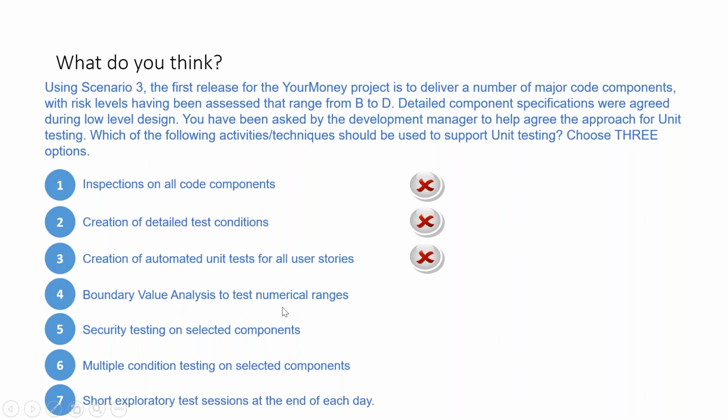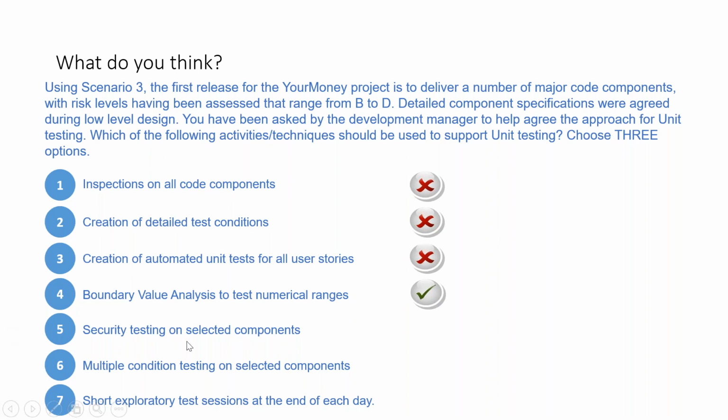Boundary value analysis to test numerical ranges. Will you do it or not? Yes, sir, because they told for all levels, for all risks, minimum you apply BVA for numerical values, and as deemed fit you do other techniques. So this is a potential advice I will give my development manager.